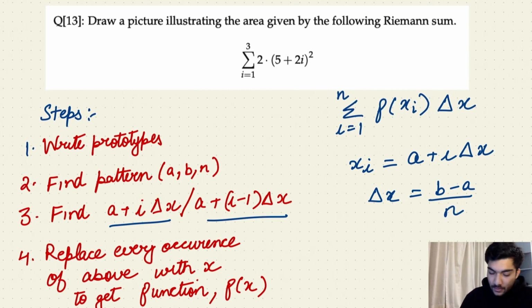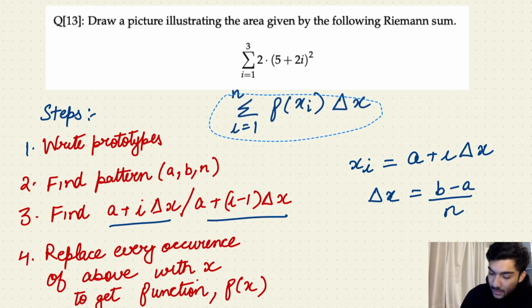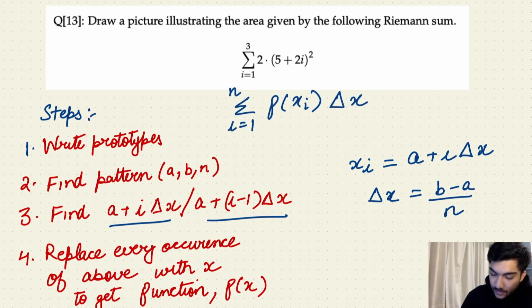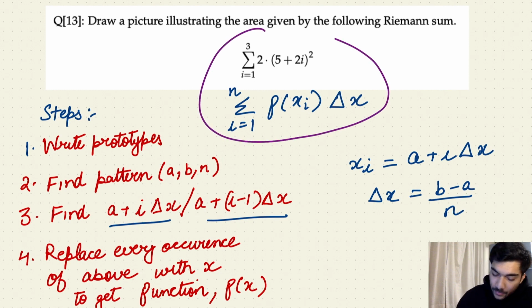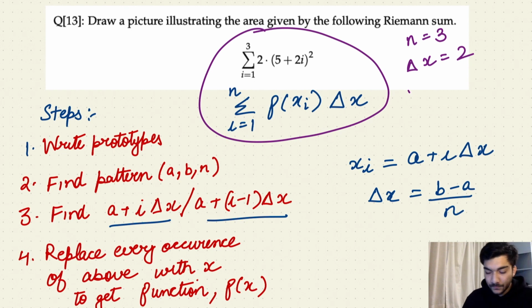Now that we have written all the prototypes, we have to find a pattern in order to solve for a, b and n. I'll move this sigma notation over to this side and we'll compare both of those sigma notations. When I compare both of these, I see that my n is equal to 3 and my delta x is equal to 2. And my xi in this case is equal to 5 plus 2i.